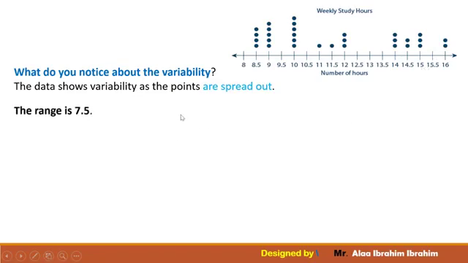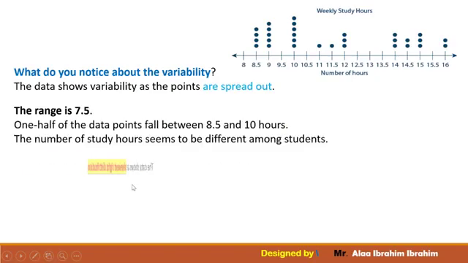So we're going to the range. How do I find my range? We take the greatest value minus the smallest value. 16 minus 8.5 is 7.5. This is my answer.